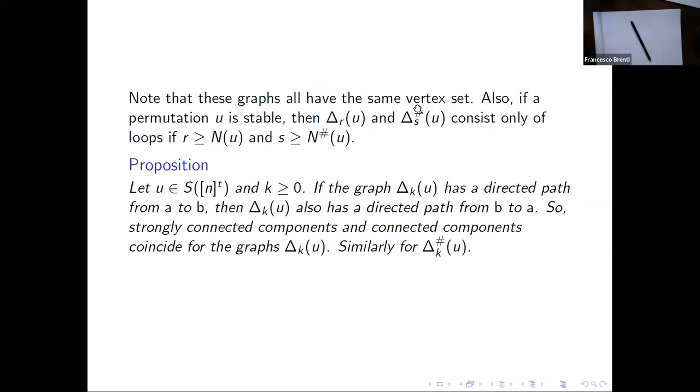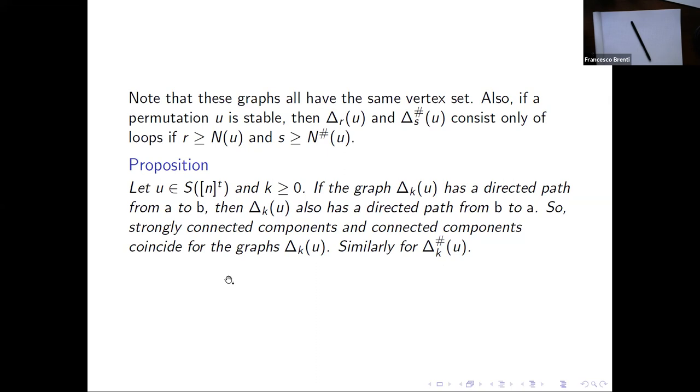Now you do have a technical result here. U is a permutation of the t-dimensional discrete hypercube, k greater than or equal to 0. If delta k of u has a directed path from A to B, then it also has a directed path from B to A. So for these graphs, connected components and strongly connected components are the same thing. And similarly for delta k sharp.